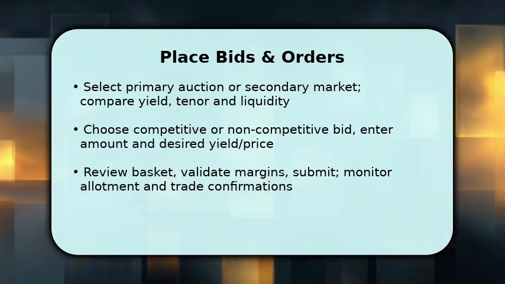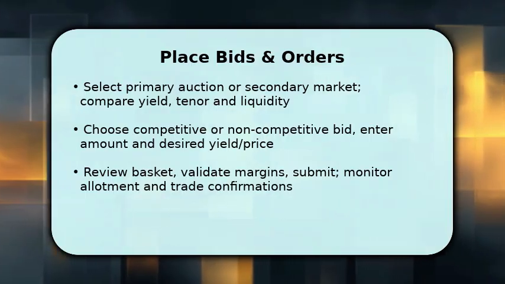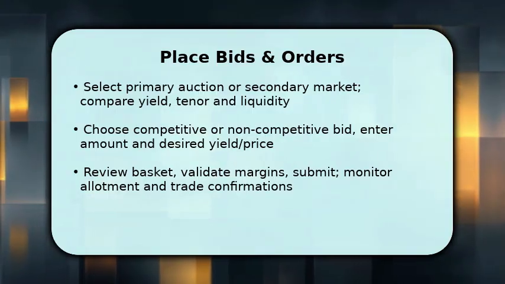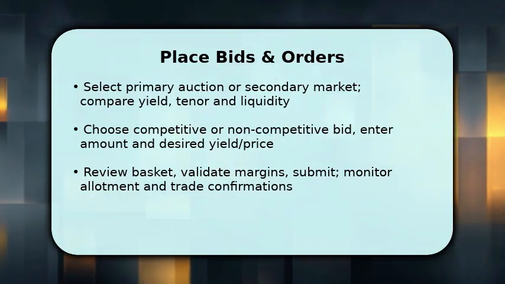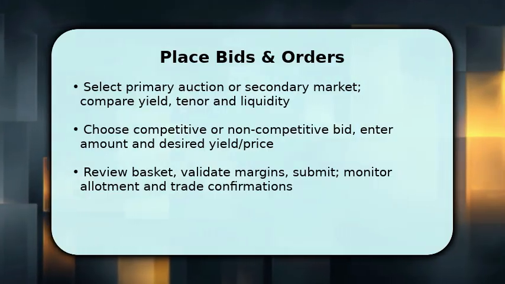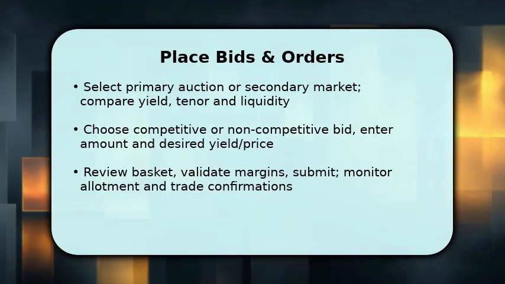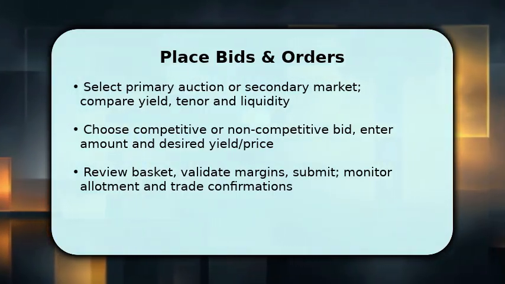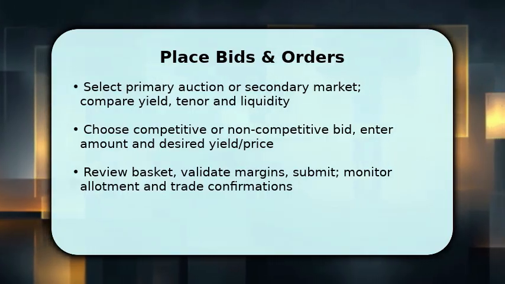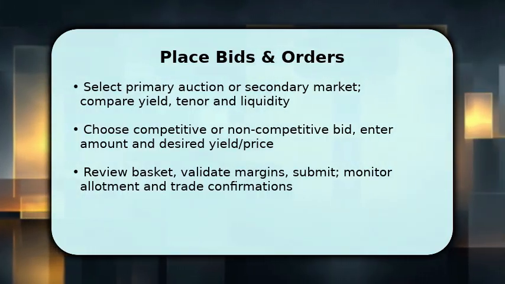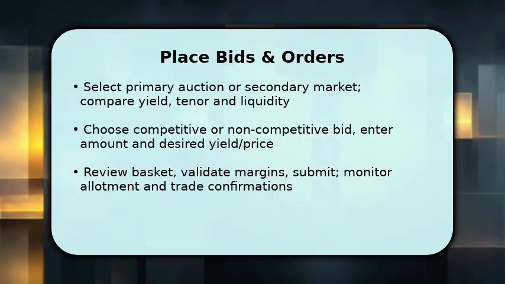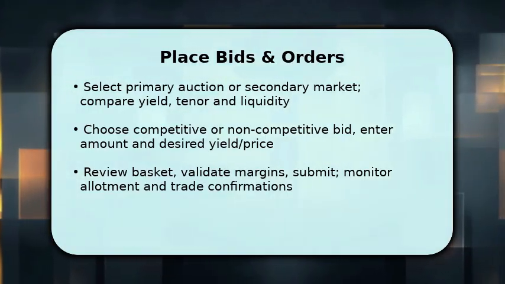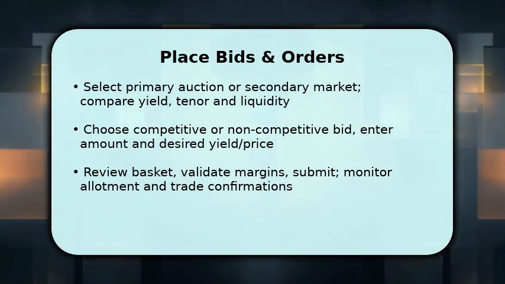You now select whether to participate in a primary auction or buy on the secondary market. Compare yield, tenor, and liquidity to match your goals. For auctions, decide competitive versus non-competitive bidding. Competitive sets your yield, non-competitive accepts auction yield for guaranteed allotment up to limits. Enter amounts, prices, or yields, then review and submit the basket. Make sure available funds cover the bid. Once submitted, monitor allotment messages and confirmations so you know execution and expected settlement dates.